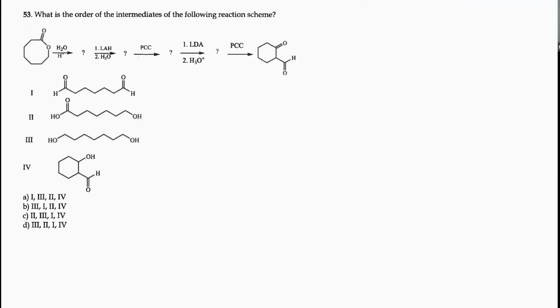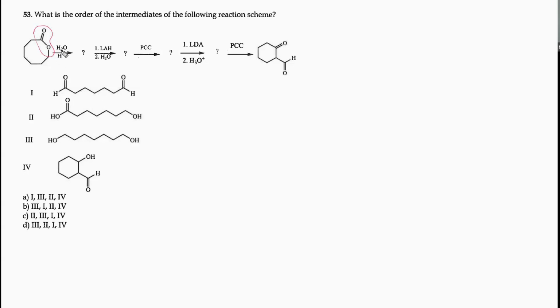Okay, so let's see if somebody can answer this question. What is the order of intermediates? They're asking you the structure of these parts in the multi-step synthesis. So you have acid, and what is this functional group in the molecule here? It is an ester.